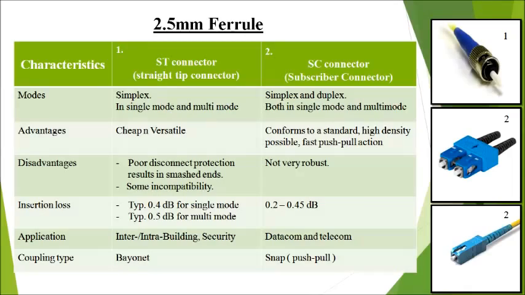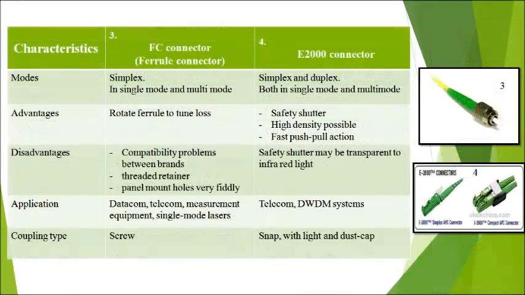The third one, the FC connector. The long name for FC connector is ferrule connector. It comes in simplex mode, which consists of single mode and multi-mode. The advantage of FC connector is rotate ferrule to tune loss. There are some disadvantages of FC connector, which are compatibility problems between the brands, threaded retainer, and panel mount holes very fiddly.